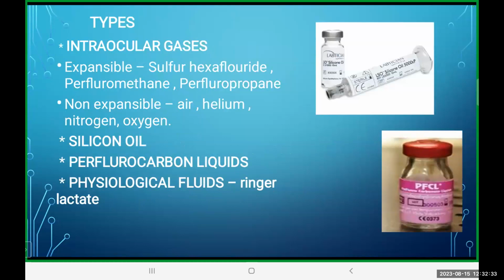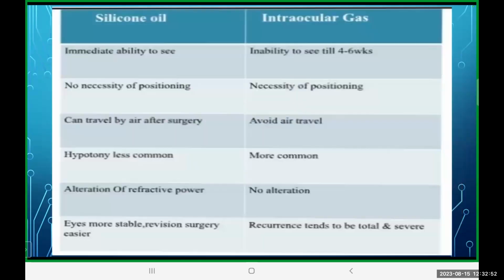Expansible gases include sulfur hexafluoride, perfluoromethane, and perfluoropropane. Non-expansible gases include air, helium, nitrogen, and oxygen. The second type is silicone oil. The third type is perfluorocarbon liquids, and the fourth type is physiological fluids, which includes Ringer lactate. The most commonly used vitreous substitutes are silicone oil and intraocular gases.